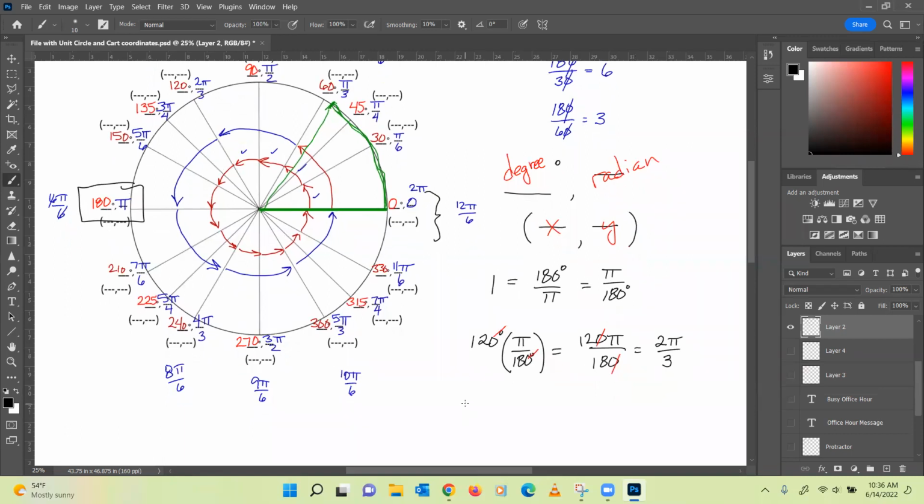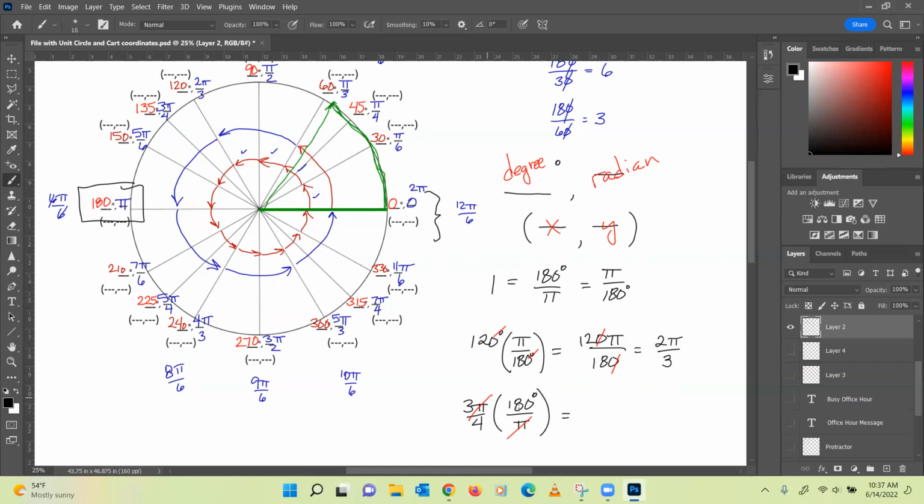We can go the other direction. Say I've got 3 pi over 4 radians. How many degrees is that? Well, I'm going to multiply that by 1. And the one I'm going to use is 180 degrees over pi. And the reason I use that one is so that the pi in the numerator here will cancel with the pi in the denominator there. Anytime I can do a cancellation like that, it will ease my work.